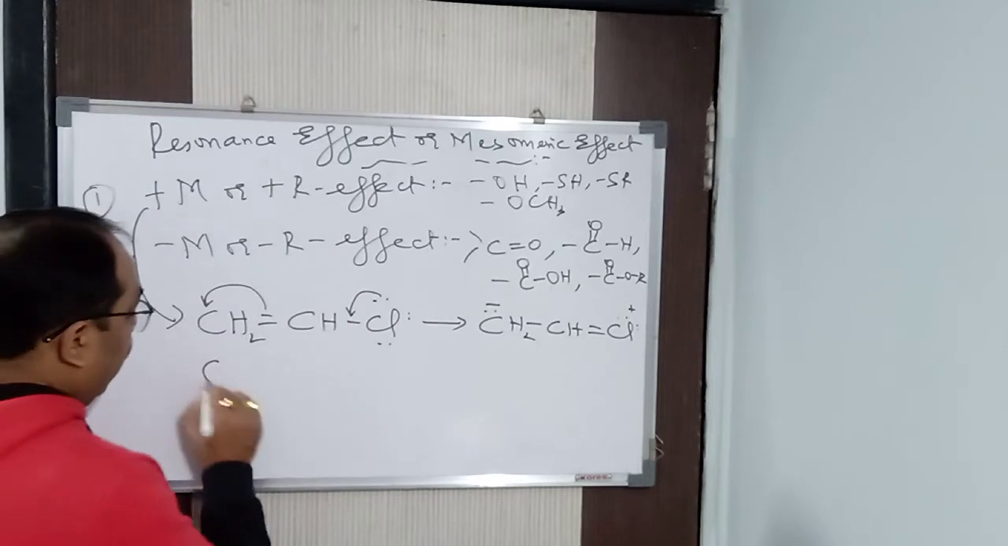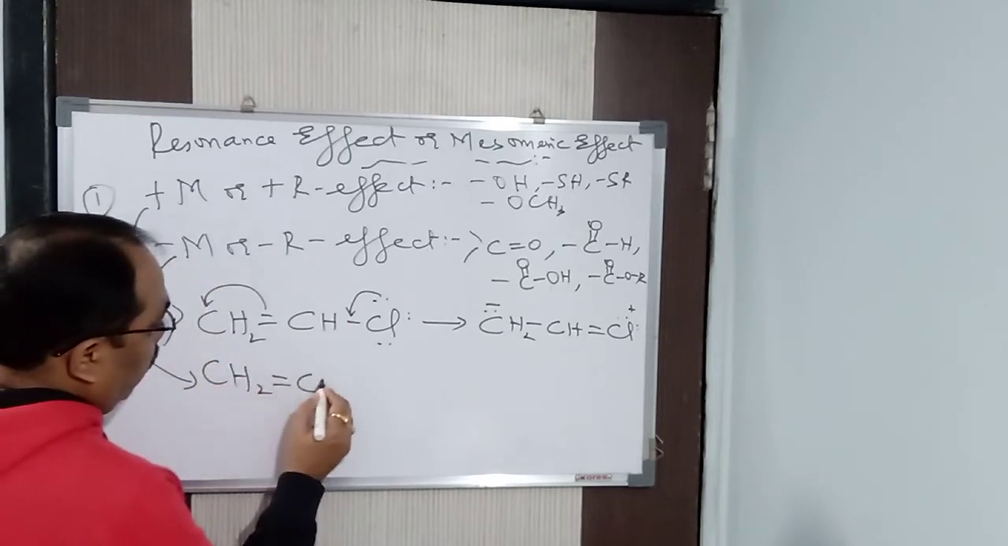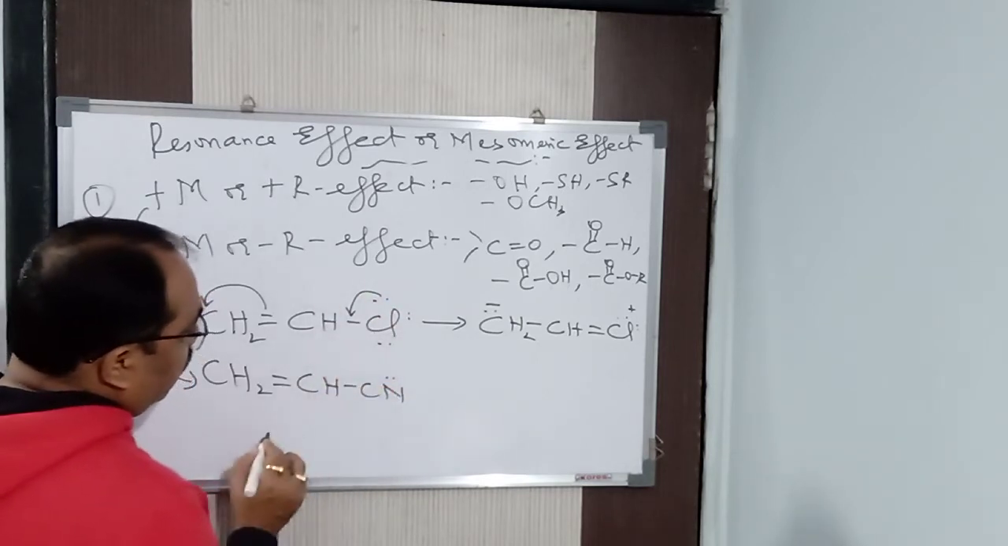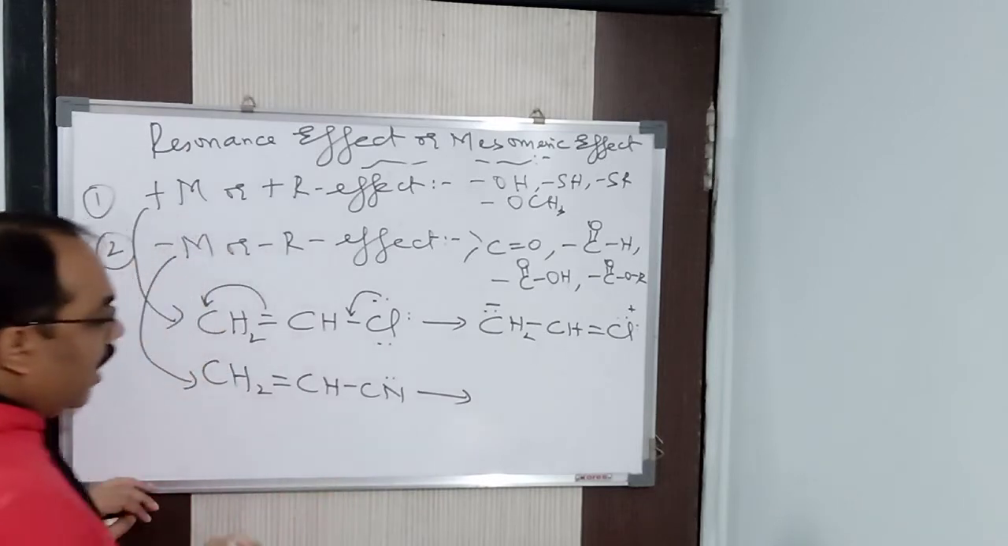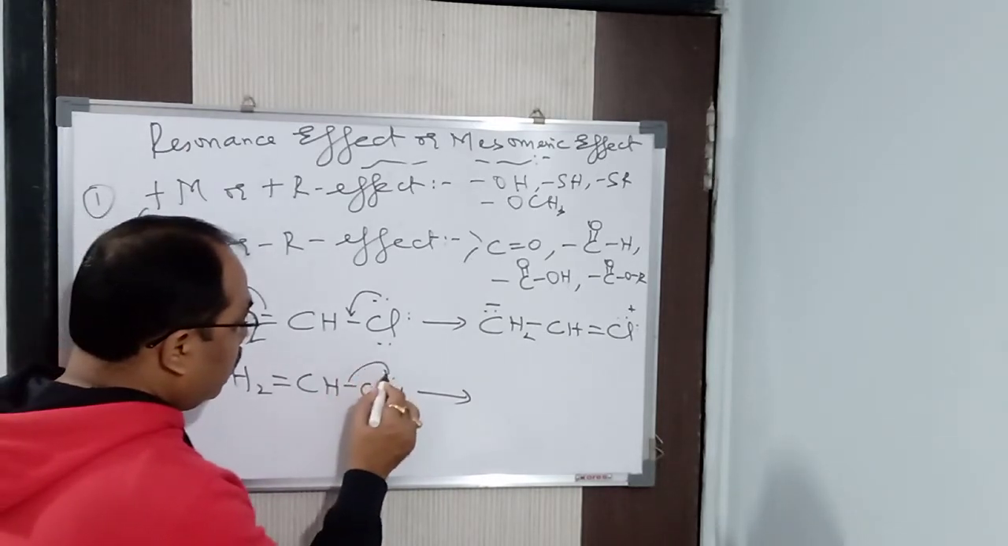Clear? Now this is your minus M effect. CH2 double bond CH, the same example I am taking, just changing this group. So what will happen is that this group will withdraw electrons towards itself.